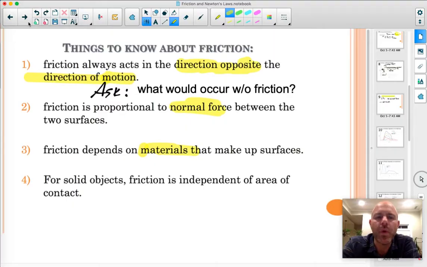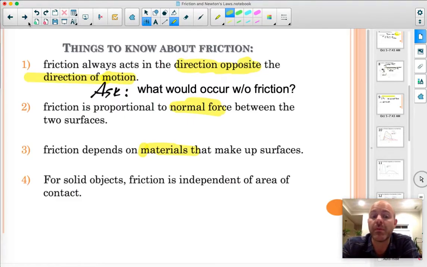So the things we want to know about friction, there's these four things on the list. The first three are really important. The fourth is helpful to remember. Friction always acts in the opposite direction of the motion. This is where that question, what would occur without friction, really helps. If something would just keep sliding forever, say to the right or to the left, then the opposite direction is the direction that friction is acting.